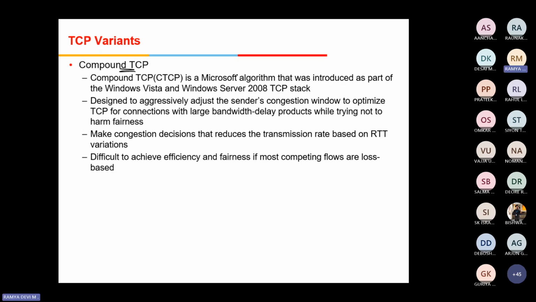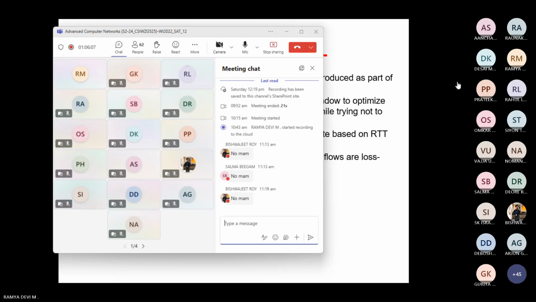The next one is Compound TCP, which balances efficiency and fairness. Compound TCP is a congestion control algorithm developed by Microsoft. It is a part of the Windows Vista and Windows Server 2008 TCP stack. The objective is to improve the Windows.